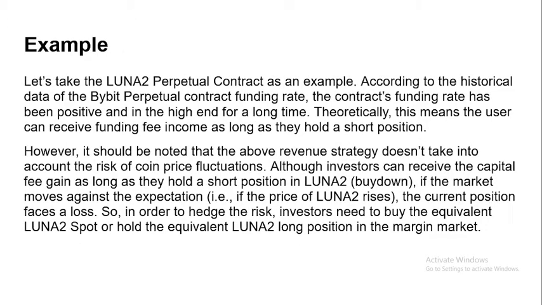For example, let's take the Luna 2 perpetual contract as an example. According to the historical data of the Bybit perpetual contract funding rate, the contract funding rate has been positive and at the high end for a long time. Theoretically, this means the user can receive funding fee income as long as they hold a short position. However, it should be noted that the above revenue strategy doesn't take into account the risk of coin price fluctuations. All those investors can receive the funding fee gain as long as they hold a short position in Luna 2.